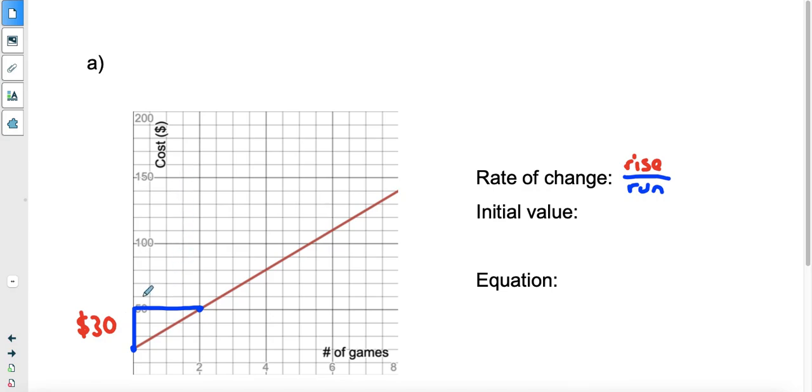The run tells you how much this line goes to the right. And we can see this is going to go right 2 games. To find the rate of change, we're just going to divide these two values, the rise divided by the run. So we're going to take 30 and divide that by 2. 30 divided by 2 gives you 15.